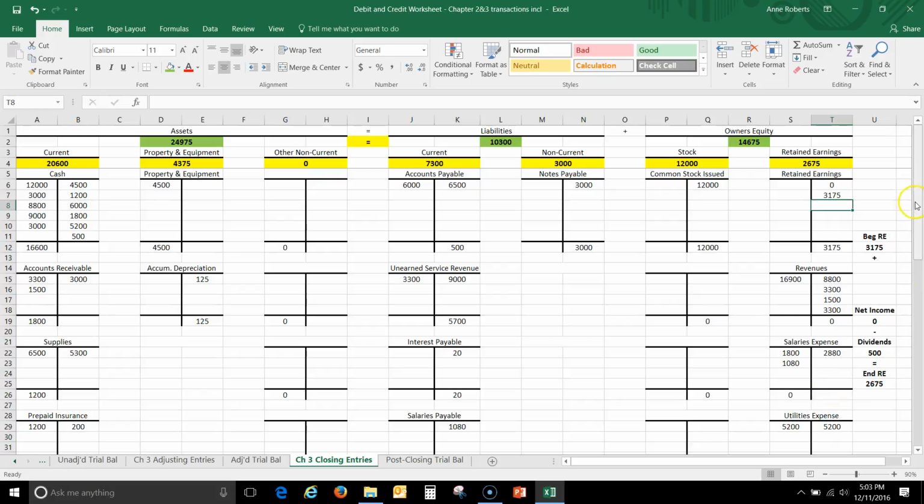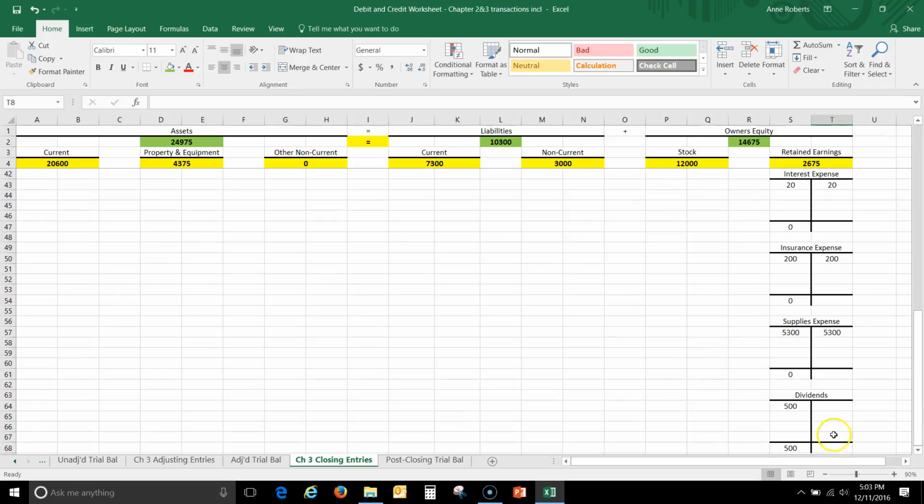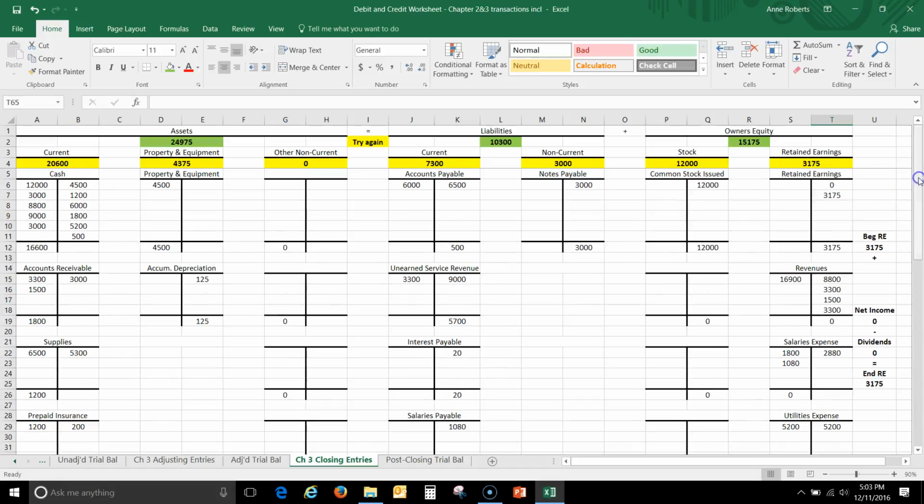Okay? The other thing that we need to do is we need to close out the dividends. So right now, dividends has a $500 balance in it. Dividends go up with debits, so we need a credit for the dividend account. We now zero that out. We come up here to retained earnings.